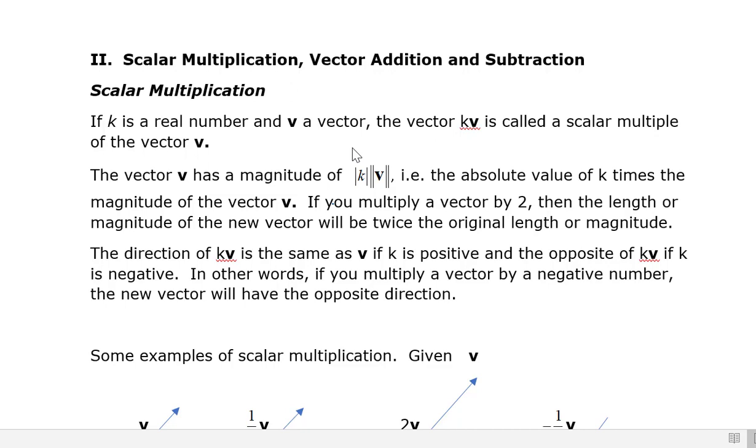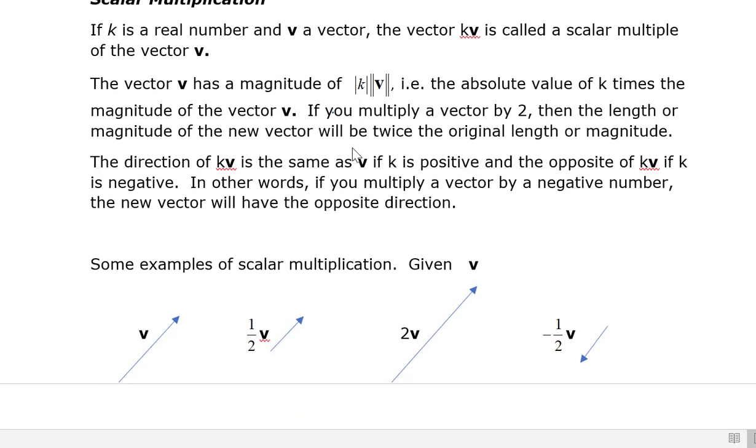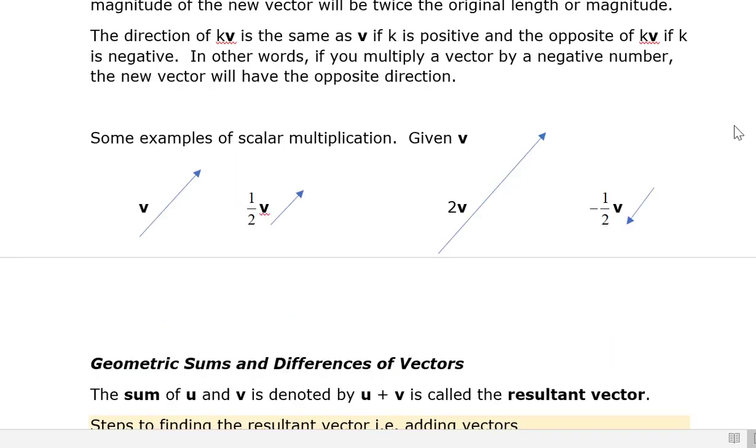In other words, if you multiply a vector by 2, you're doubling the length of the original vector. So it's pretty straightforward. If you multiply a vector by -2, not only are you changing the magnitude, giving twice the length, but you're also changing the direction. When you multiply by a negative, you're reversing the direction. So let's look at some examples of scalar multiplication.